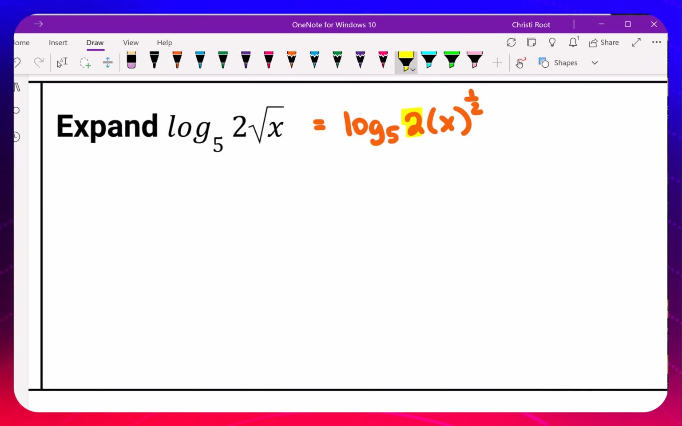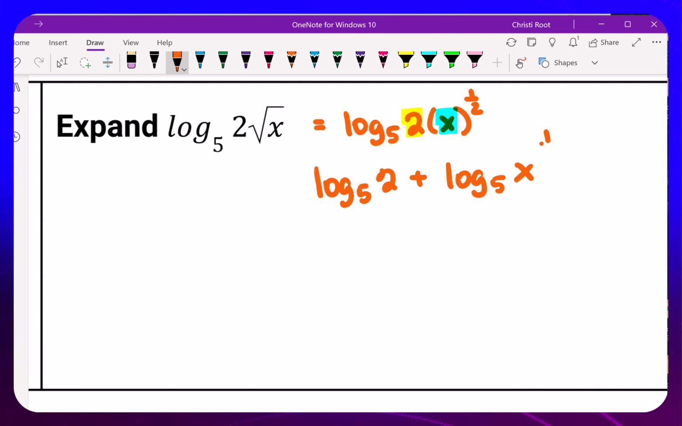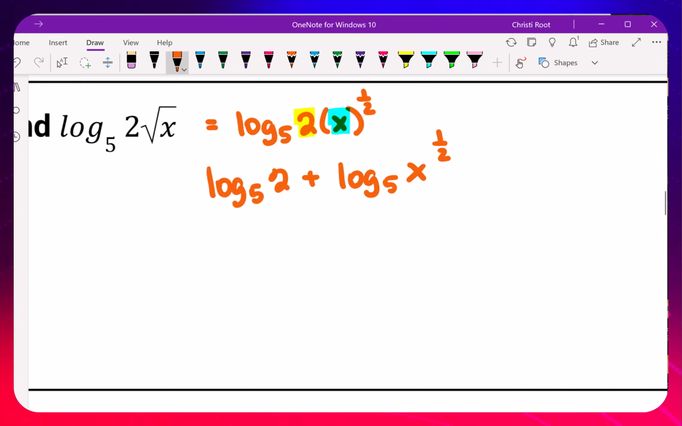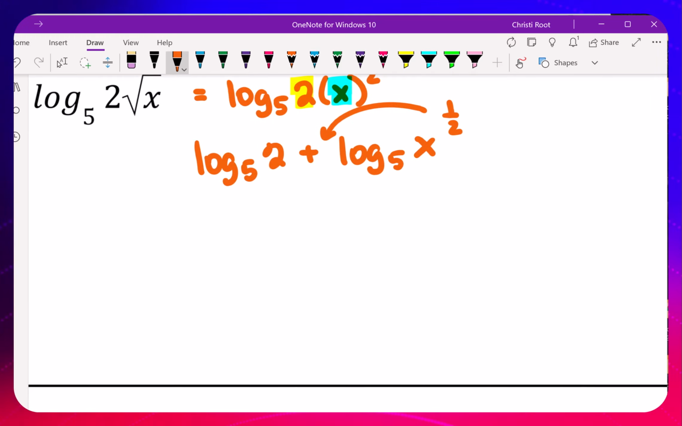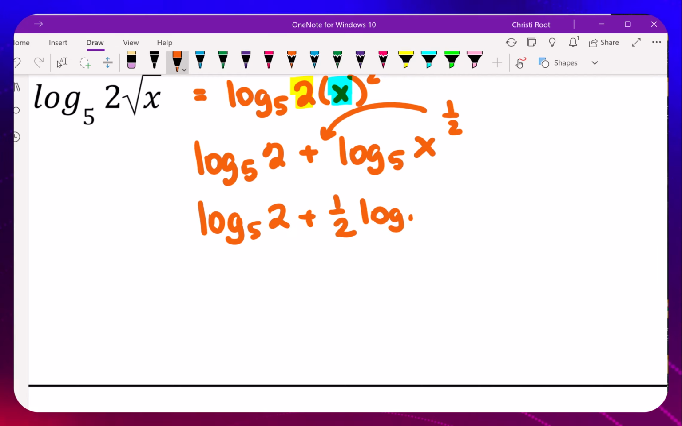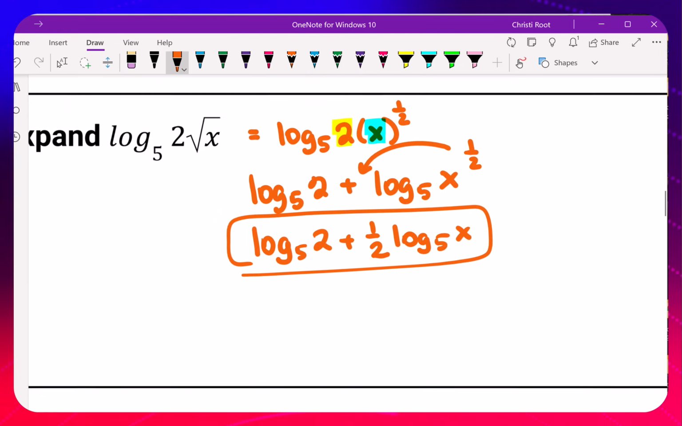So one more time, we need to separate these two bases before I use the power property. So I'm going to separate the product, the 2 and the x need to be separated using addition. Now that I have them separated, I'm allowed to use this product property. I keep saying product, I meant power. So I have log base 5 of 2 plus 1/2 log base 5 of x. And that's how you expand a logarithm.